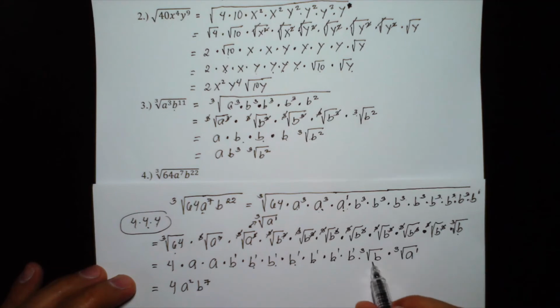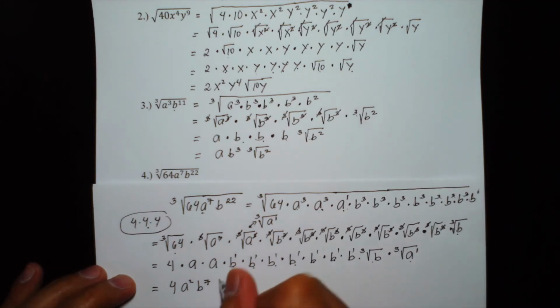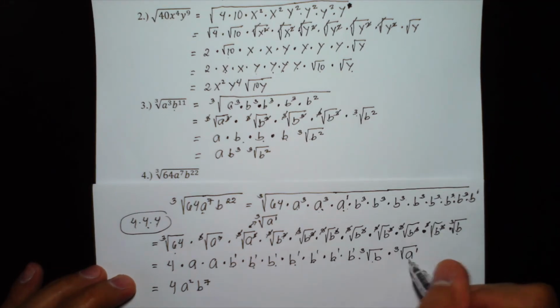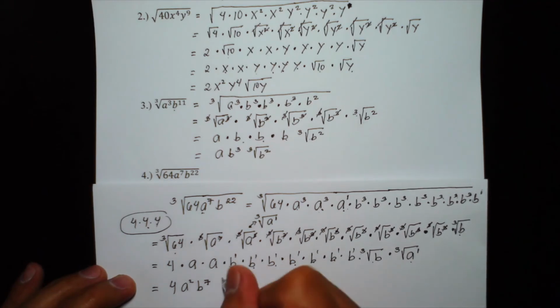Then we multiply these two. So we have cube root of b times cube root of a. That will result to cube root of a b. So that is now the simplified form of the cube root of 64a raised to 7 times b raised to 22.